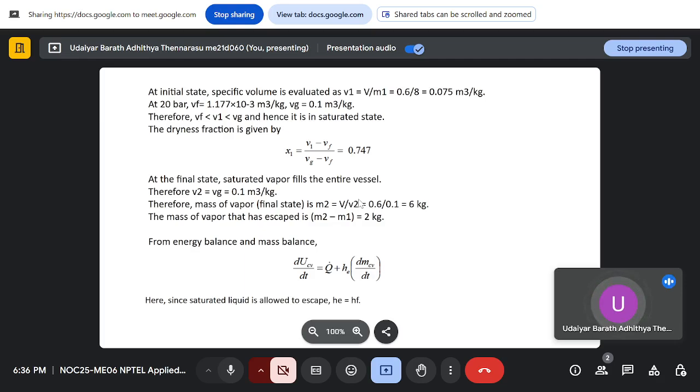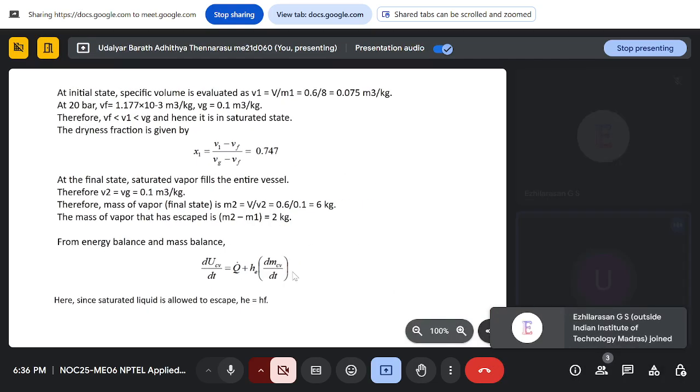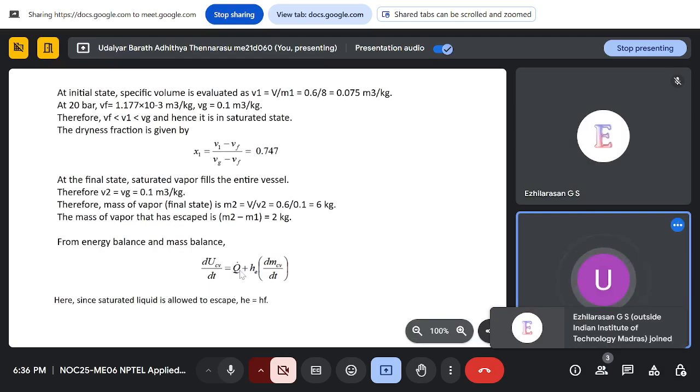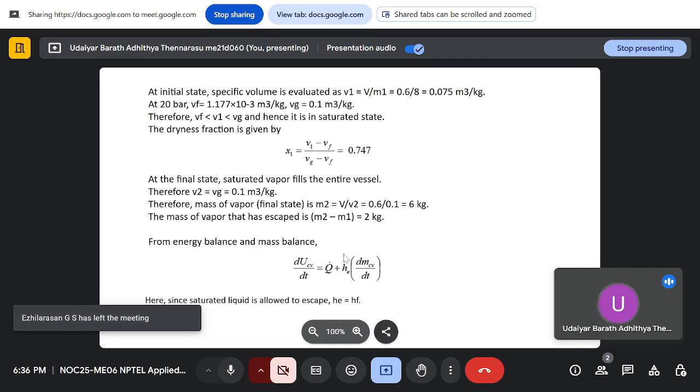From the energy balance and mass balance we will get an equation like this: dU_CV by dt equals q dot plus h_e dm_CV by dt. This is just the combined equation of your energy balance and mass balance. Here there is only one exit stream and no inlet stream, and the work done is also 0. So q dot plus h_e, which is the saturated liquid exiting, times dm_CV by dt.